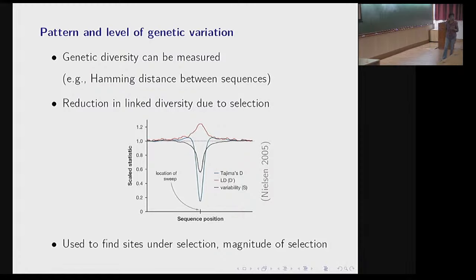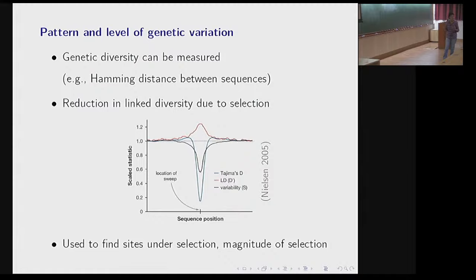And if you plot that as a function of your sequence, then the pattern of this genetic diversity, if hitchhiking has happened, is of this V-shaped pattern. In the position where the selection was operating, the genetic diversity is very low, and far from it, it is the usual standard one, some number 1. Okay? So these patterns are measured by biologists, and this is used to find the sites which are under selection, and the depth of it is a measure of the magnitude of selection.